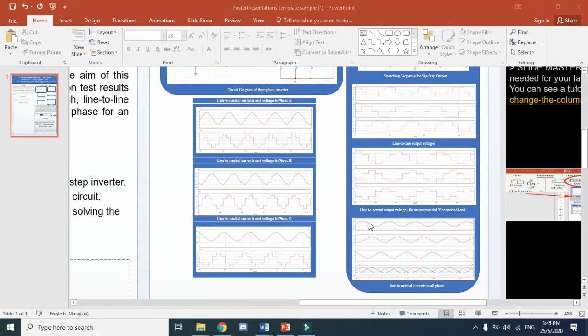So we can see here, the mode of operation is 120 degree mode. Firstly, phase A starts from 0, IB starts from negative 120 degrees, and phase C starts from 120 degrees.